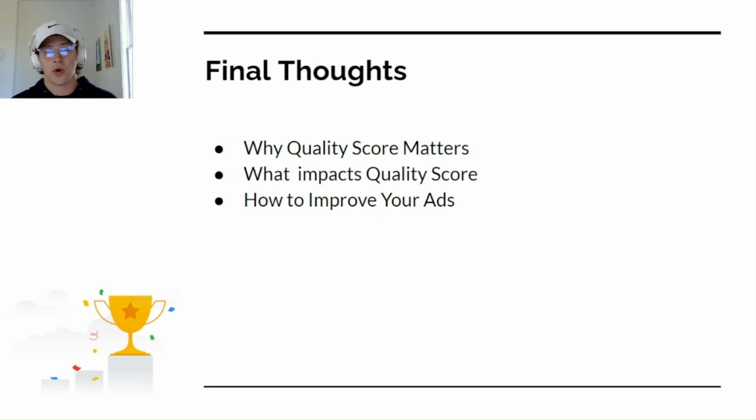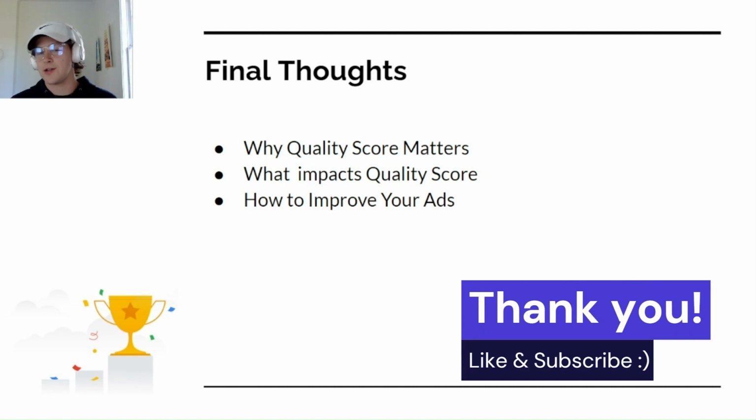Understanding this metric is only going to benefit your bids and your inevitable success or failure in the platform, right? Number 2, what impacts quality score, right? We have those 3 components: your expected click-through rate, your ad relevancy, and your landing page. If you can understand all 3 of these metrics and how to improve them, the sky's the limit with your account. And then, how to improve your ads, focus on ad quality, focus on optimizing those 3 components, and you're going to see success, right?